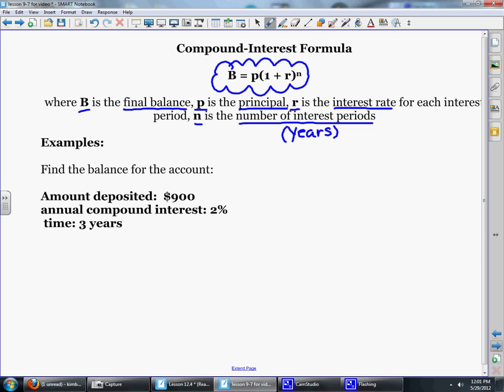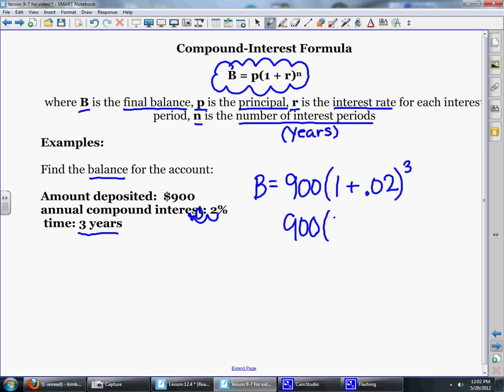So let's try the formula out. So we want to find the account balance. So we start out with our principal, which is $900. That's the amount that we deposit. And then the annual compound interest is 2%. So we have 1 plus the interest rate. Now we need to change that to a decimal, so it's 0.02. And then it's to the nth power, which is the number of time periods, which in this case is 3 years. So we have 900 times 1.02 to the third power.